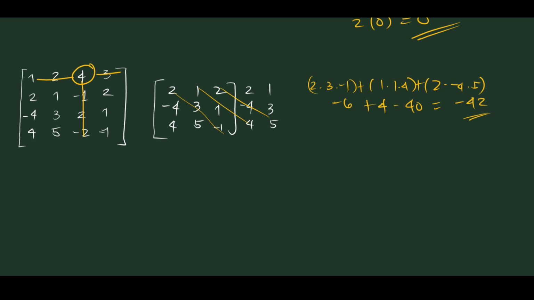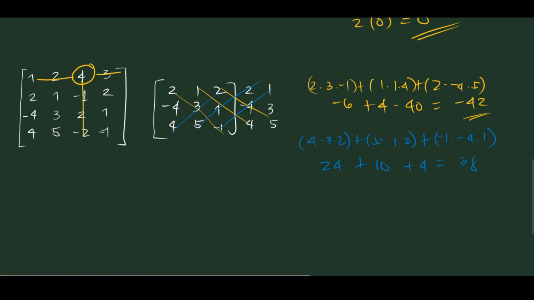So this one, what do we get? 4 times 3 times 2 plus 5 times 1 times 2, and then plus negative 1 times negative 4 times 1. So what do we have? 24 plus 10, right? And then plus 4. So this is 34 plus 4. This is actually 38.